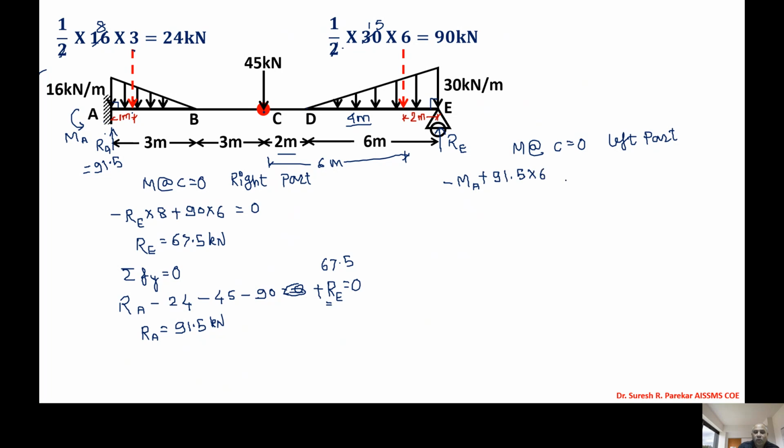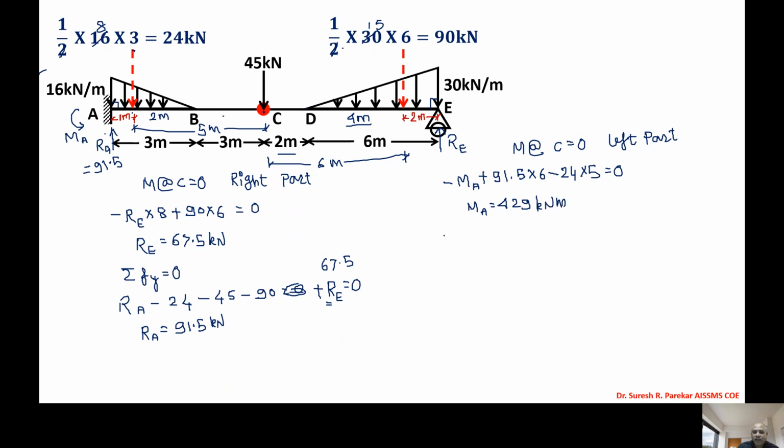And then we have due to UVL, so minus 24. Now it will act 2 meter from B, and then this has 3 meters. So total we will get this distance that is equal to 5 meters. So minus 24 into 5, and that is equal to 0. And we will get value of MA that is equal to 91.5 into 6 minus 120, and we will get 429 kilonewton meter.